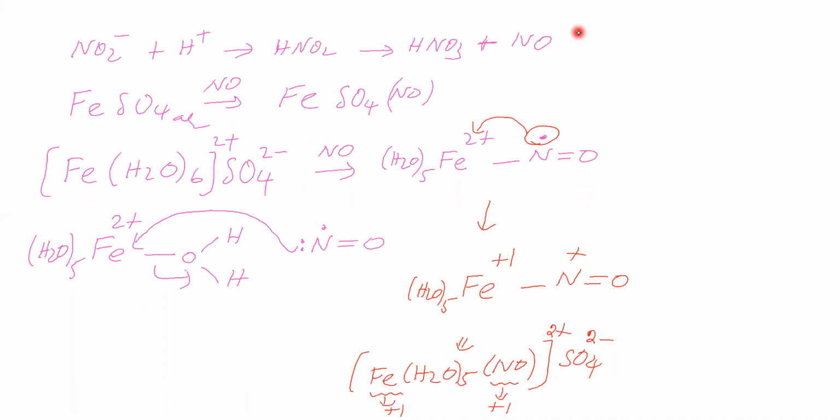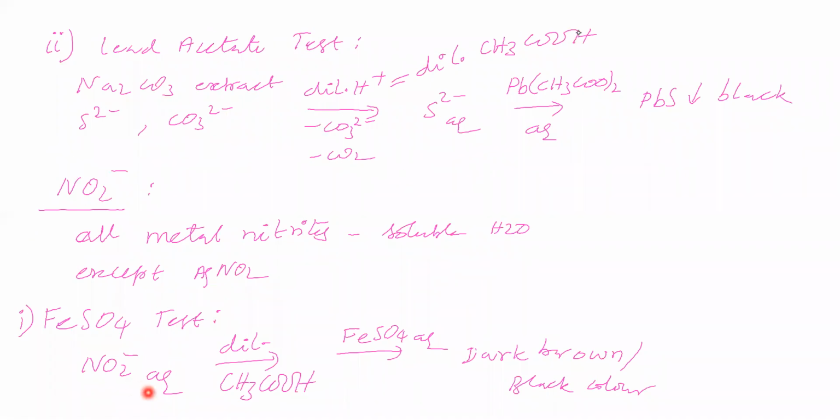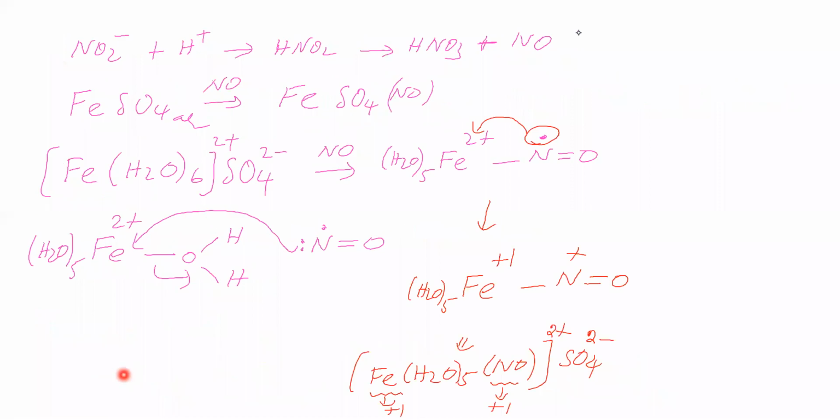Now we can see that here NO2 minus aqueous, to this you are adding dilute acetic acid. NO2 minus becomes HNO2. HNO2 is converting into HNO3 and NO. NO is combining with FeSO4 to give dark brown or black coloration. This is the test for nitrite. Okay. We will see the next test for nitrite, a second test.